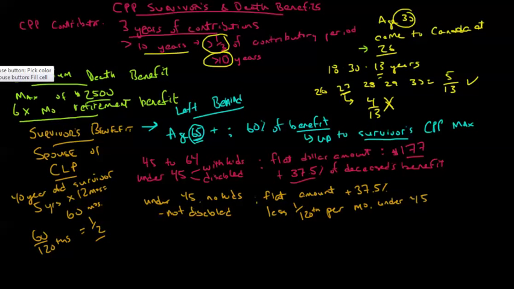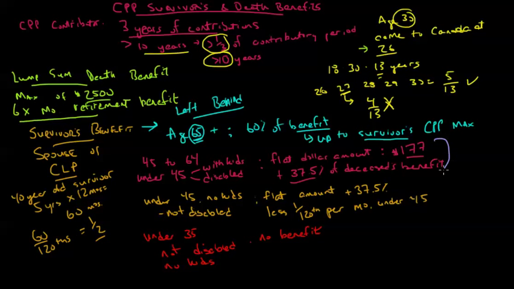And then our last category of people, and if you carry through this math here, you've got this figured out already. So we're leaving behind somebody who's under 35, not disabled, and no kids. And here there's going to be no benefit. Now, in each of the bottom three cases, once the survivor gets to age 65, then a benefit starts. So there is a benefit available at age 65.